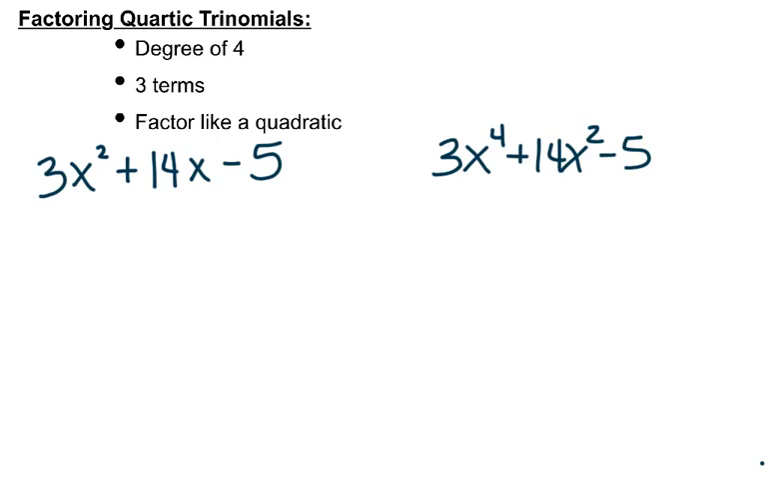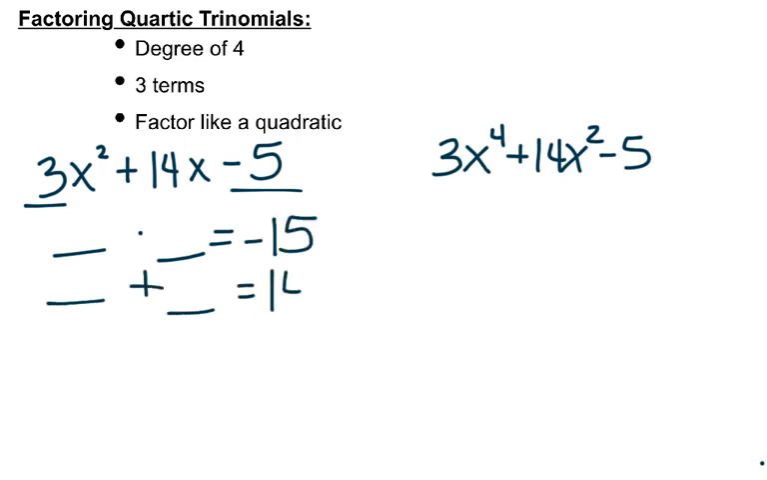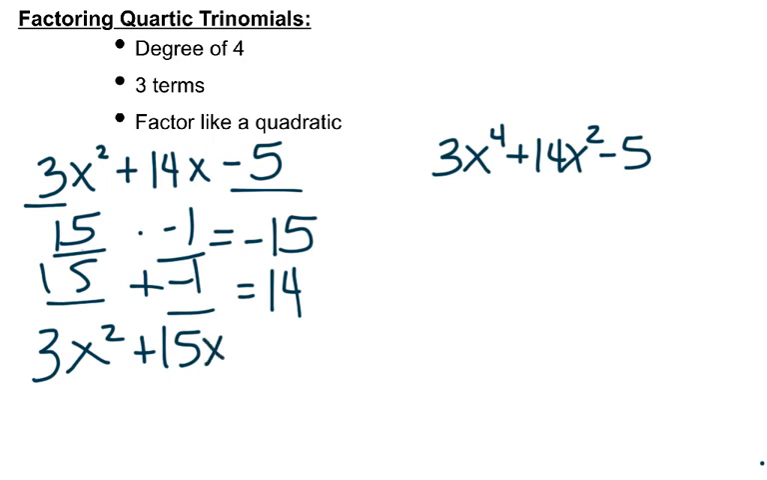Okay. So this one is one of those more complicated ones. We don't have a 1 in front of x cubed, so now we have to multiply the a and the c terms. So I'm looking for two numbers that multiply to give me negative 15, but add to give me 14. Try that again. 15 and negative 1. So I would rewrite the middle with 15x minus 1x minus 5.